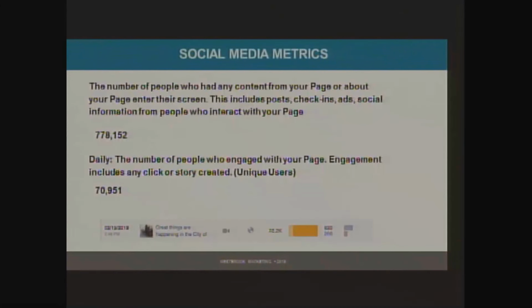And then just a few sampling of metrics. The number of people who had any content from our page or about our page on their screen, including posts, check-in ads, social information, in the first quarter was 778,152. And the daily engagement, so this is a total for the past 3 months, 70,951 people have clicked on or clicked into our content.